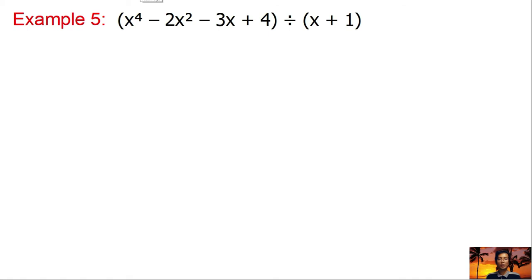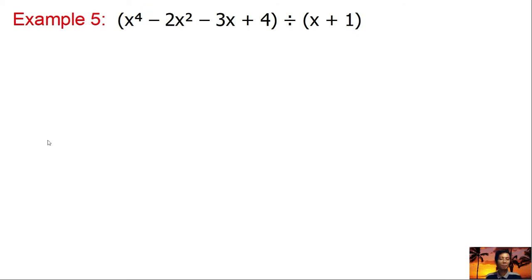Let's now proceed to example number 5. Sa example number 5, ito na po yung sinasabi ko na mayroong nawawalang term. Given natin is this, ano po ang napapansin? X to the 4th minus 2x squared minus 3x plus 4. So kung inyo pong napapansin, meron pong nawawalang term. Ano po yung nawawalang term? Okay, missing po dito, nawawala po yung x cube. Tama? Kulang po siya ng x cube in this case.